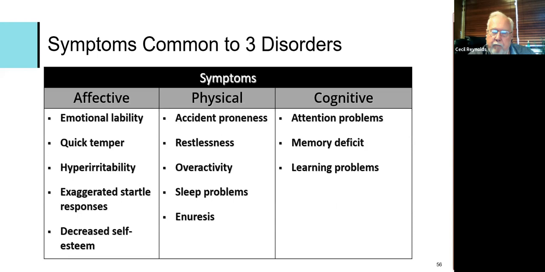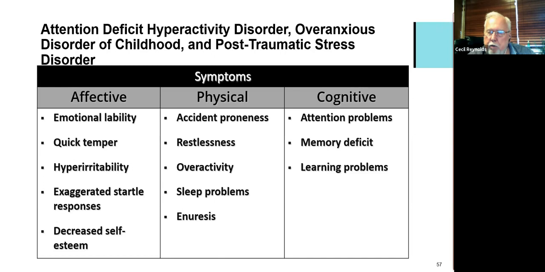How would you differentiate? You differentiate these disorders with these common overlapping symptoms by virtue of their histories and clinical presentation. These disorders, while they have very, very high percentages of symptom overlap, have very different histories.